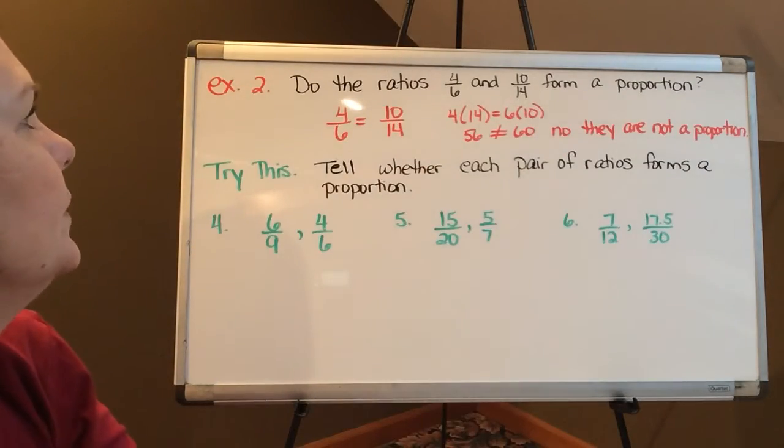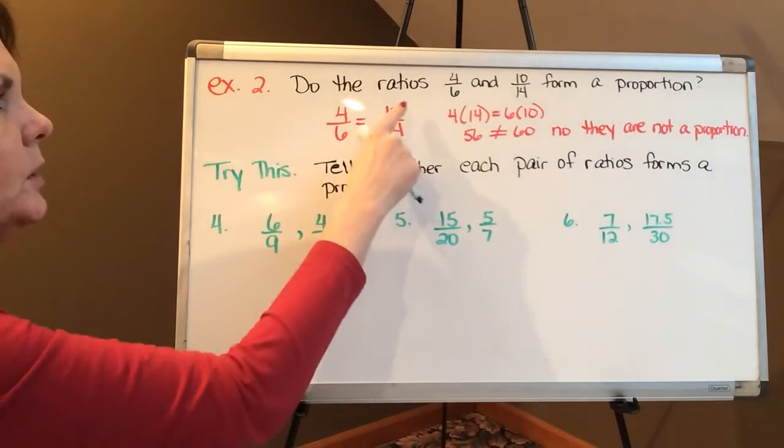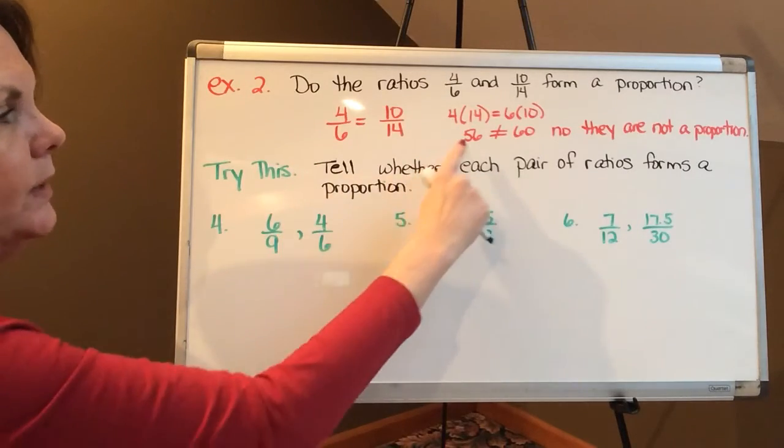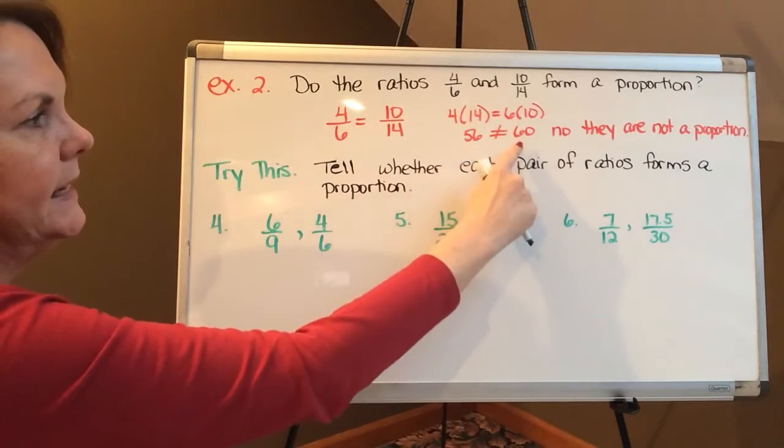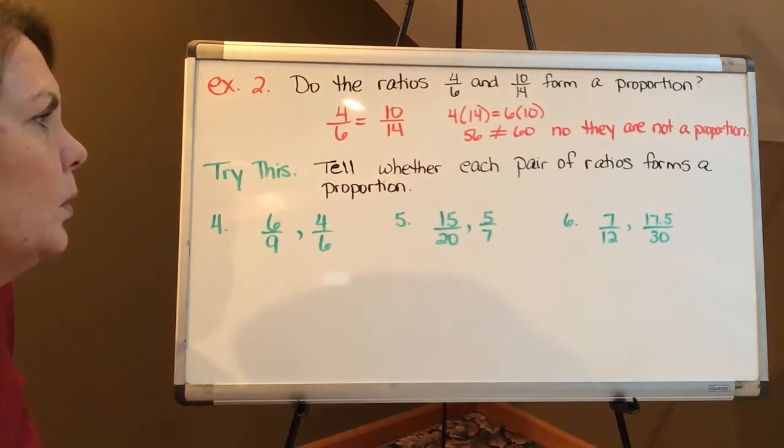Okay, example 2. Do the ratios 4 over 6 and 10 over 14 form a proportion? Well, you cross multiply: 4 times 14 is 56, and 6 times 10 is 60, and they do not equal each other. So no, they are not a proportion.